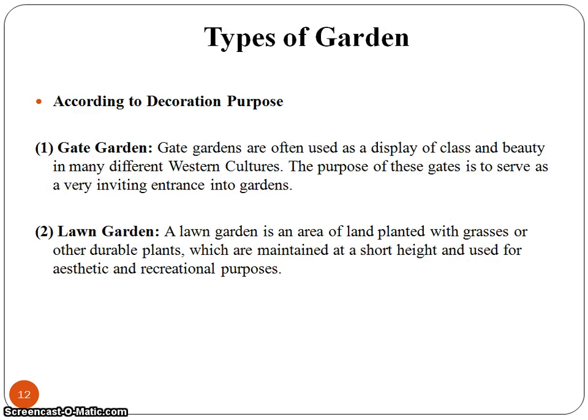Let us study the different types of garden. Gardens are often used as a display of class and beauty in many different Western cultures. According to decorative purpose, they are divided into two types. These are gate garden and lawn garden. The purpose of a gate garden is to serve as a very inviting entrance into the garden. A lawn garden is an area of land planted with grasses or other durable plants which are maintained at short height and used for decorative purpose.